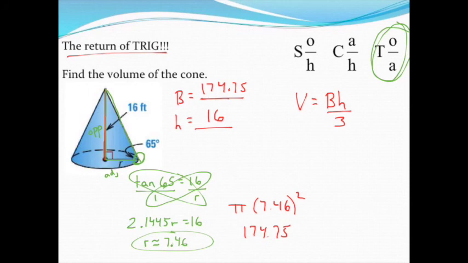Let's use a calculator to do the area of the base, 174.75, times the height, which was 16, that was given to me, and then divide by 3, because we're dealing with an object that comes to a point. We always have to divide by 3 for the volume.